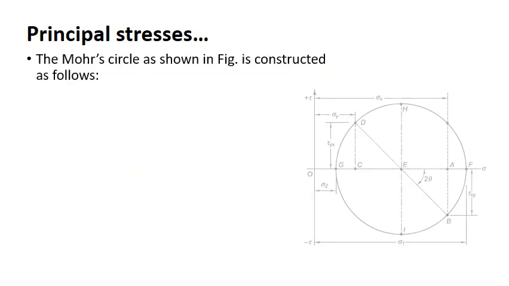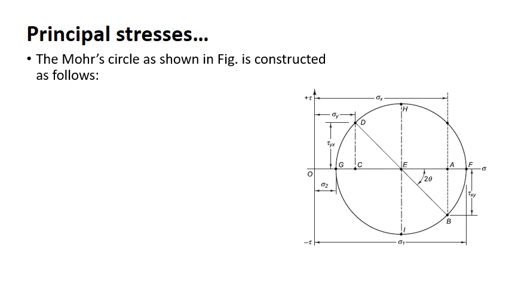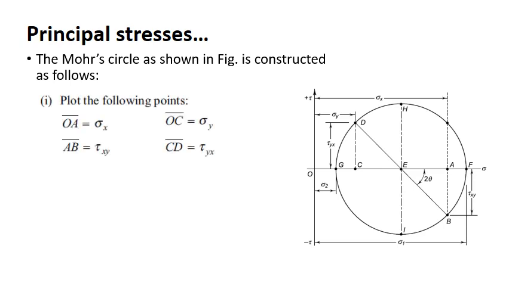Now let us see how to construct it. So we have sigma x value, sigma y value. So you plot it. So sigma x equal to OA, right? Origin is O. Mark this OA, and similarly sigma y equal to OC, on the same axis, the normal stress axis. Okay, and then if you are given shear stress, you can draw it.